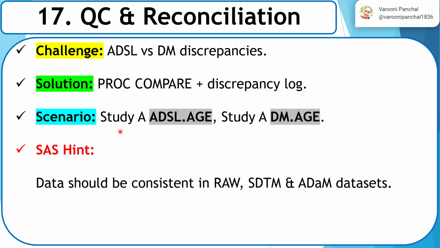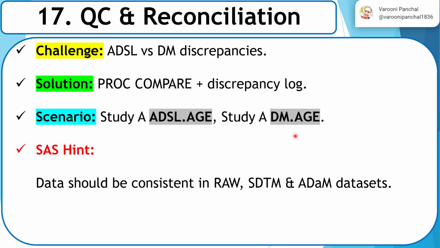Say the scenario here is that in study A, I have ADSL.AGE, and in study A, I also have DM.AGE. Remember, I'm talking about only one study. I have two different data sets with the same variable, and the age is different. Here the age is 11, whereas here the age is 12, which is not possible. So the data should be consistent in raw, SDTM and ADaM data sets.